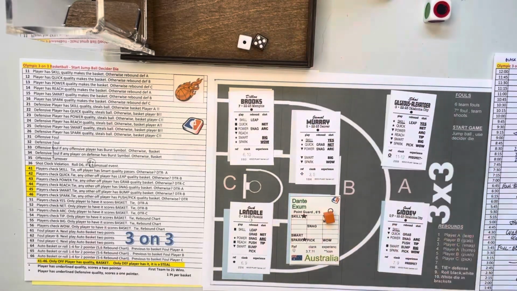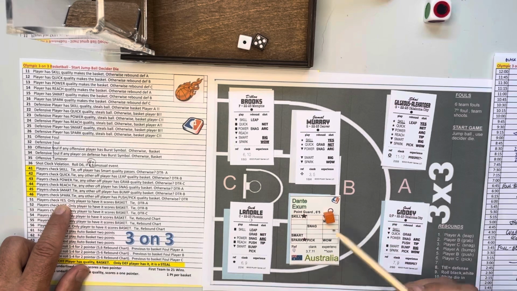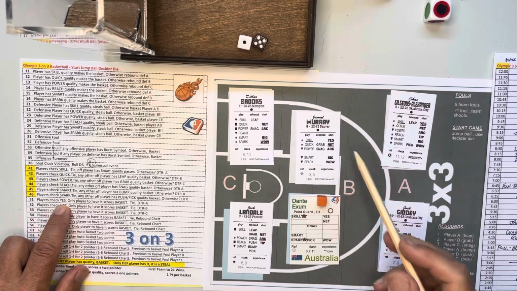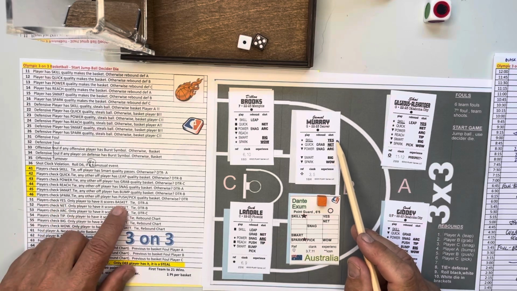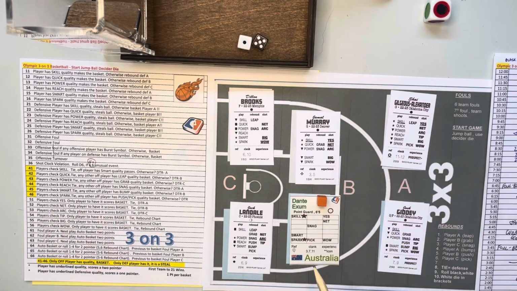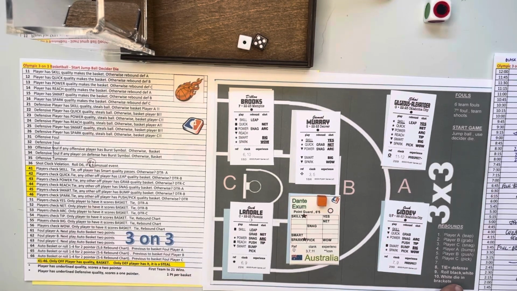We have a 51. 51 players check for the yes trait. So Exum has the yes trait. Murray does, and it's underlined. So the only player to have it will score a basket. So Murray steals the ball from Exum and puts it in, and Canada takes a 7-5 lead on Australia.